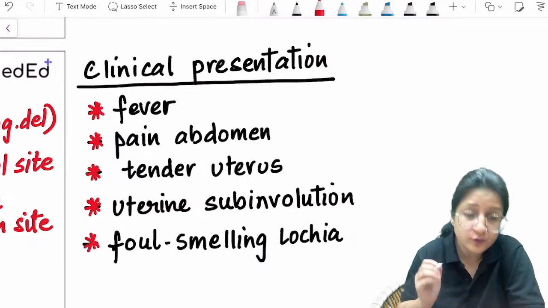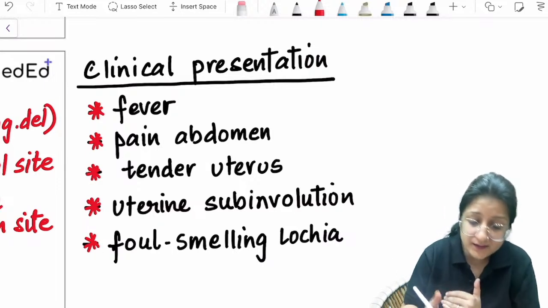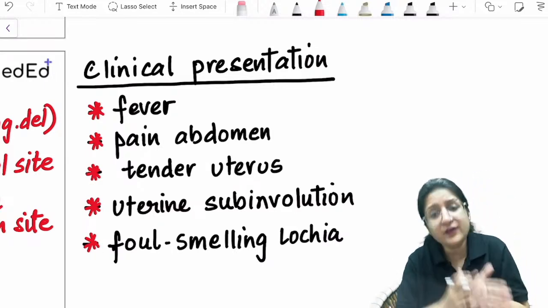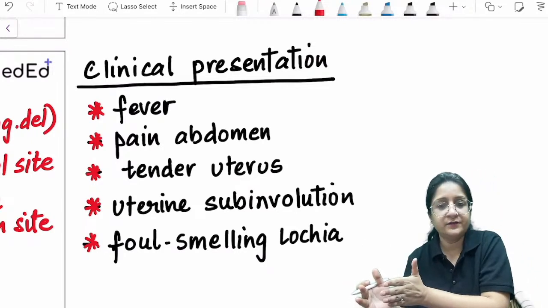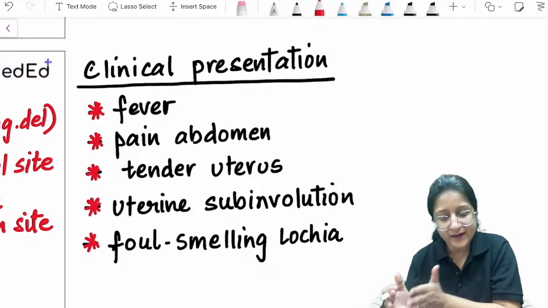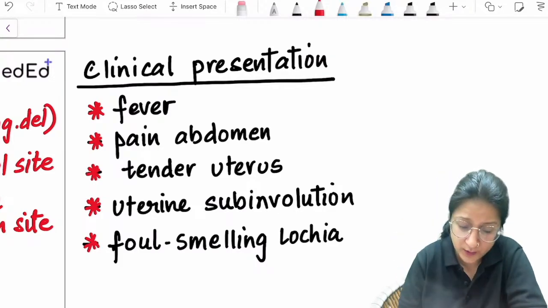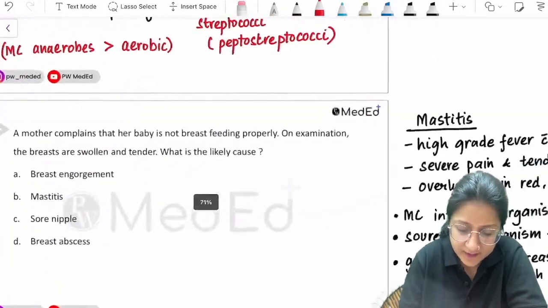Foul smelling lochia would be there, or there can be dirty vaginal discharge also. If these are the clinical presentation, then you think about puerperal sepsis, and then you think about giving antibiotics as treatment. Okay, fine. So this is an important pointer you should know. All right. Now, let's have a look at the next question.